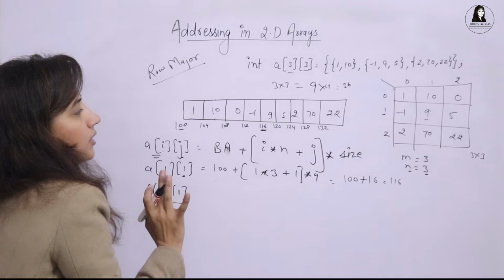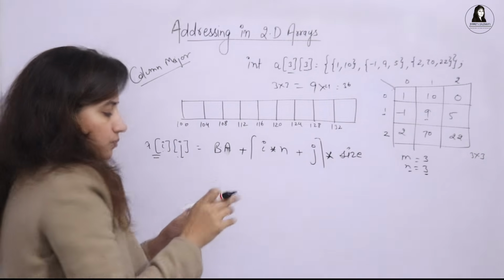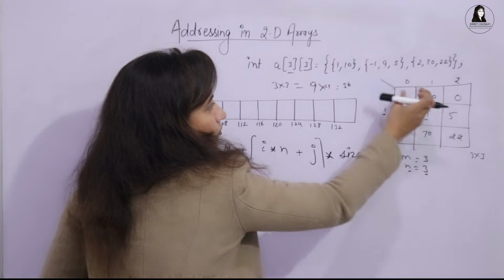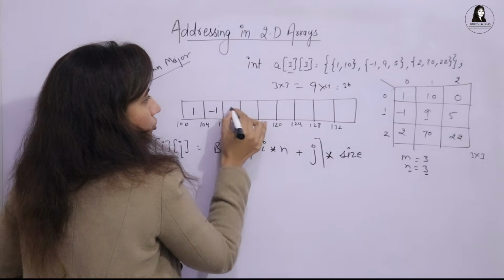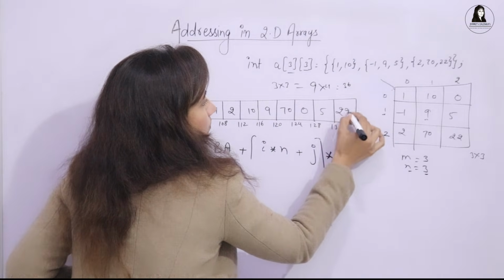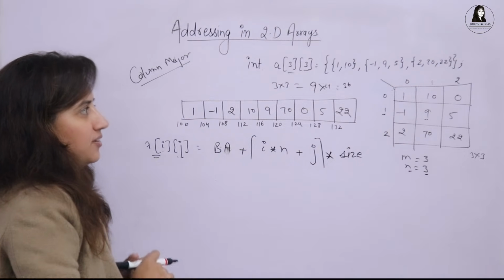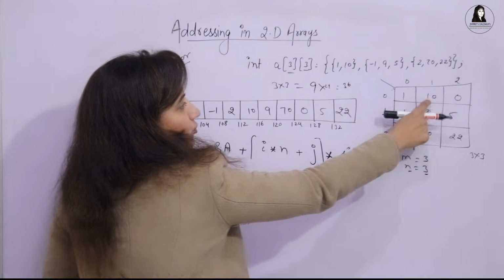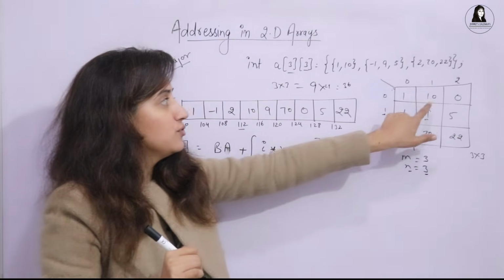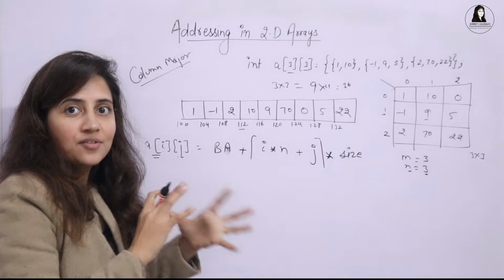Now this is for row major. Now let's suppose second is column major. So in column major, how to represent? Column wise. First column, second column, third column. So first column, so 1, -1, 2, 10, 9, 70, 0, 5 and 22. This is the case, right? So yeah, in this case addressing is something different. For 10, if you take here, the address is 112, but in row major the address for 10 was 104, right?